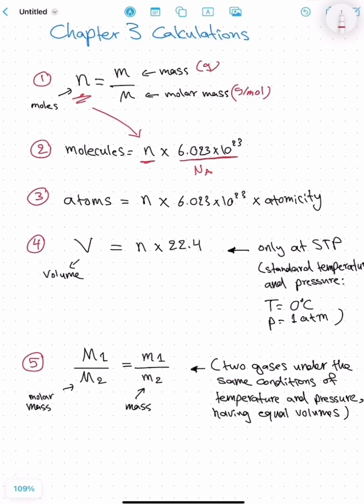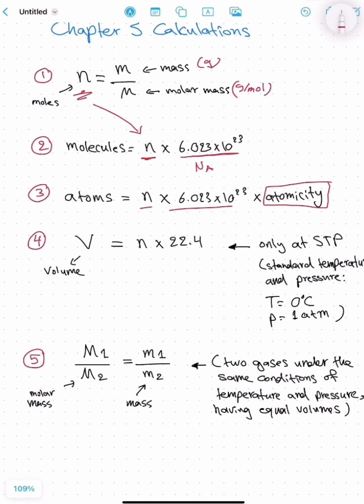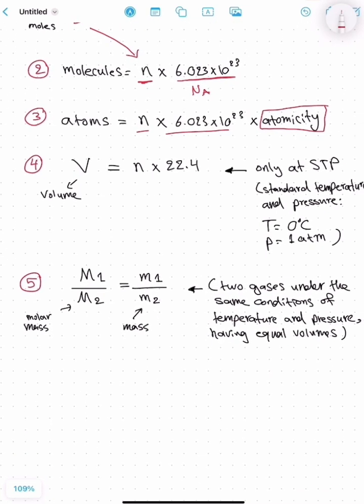Number of atoms, they are the same thing, number of moles times Avogadro number, but something else is here, which is atomicity. Count how many atoms we have for each element in the molecule. Later in another video, I will explain the difference between atomicity and how to calculate it, and molar mass, how to calculate both of them. So number 4, volume, only if we have standard temperature and pressure.